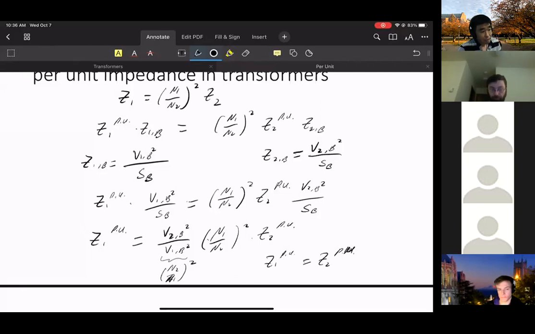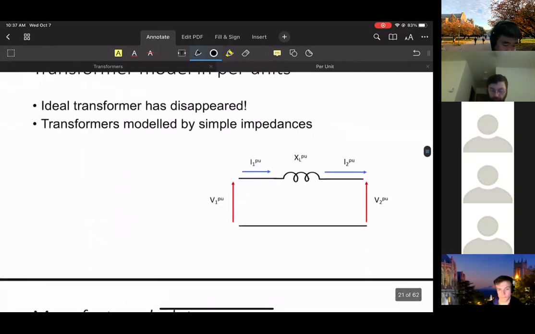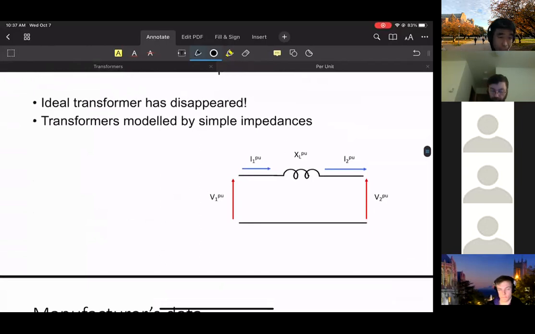So if you look at the transformer model in per unit systems, the ideal transformer goes away. It disappears completely and gets replaced by simple impedances. All we have is simple impedance. So this is what's nice about it. A transformer in the per unit system goes away, and we don't need to worry about the transformer anymore.